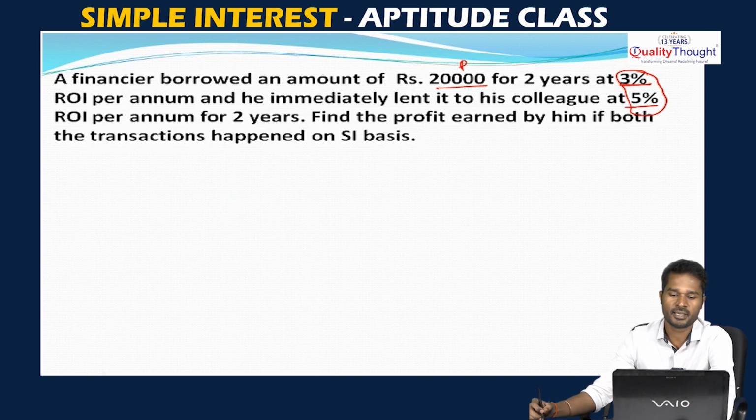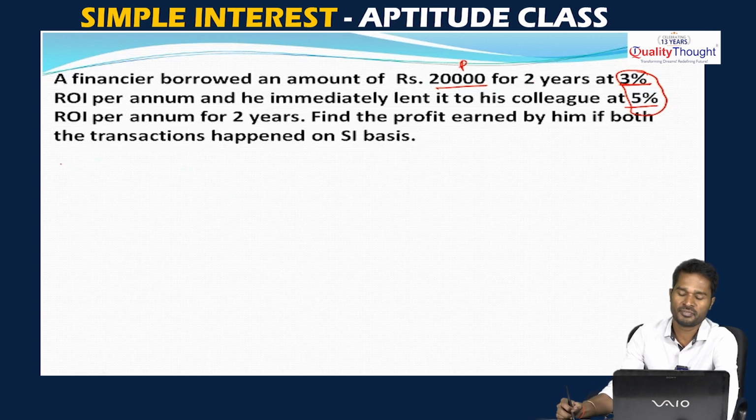See, in the first case we will see how much he needs to pay. We will see the first case here: 20,000 for 2 years at 3%, what is the simple interest he needs to pay. So, I will write here, for 2 years at 3% rate of interest we calculate. So, at 3% first we calculate. We will see how much simple interest you will get in this case.